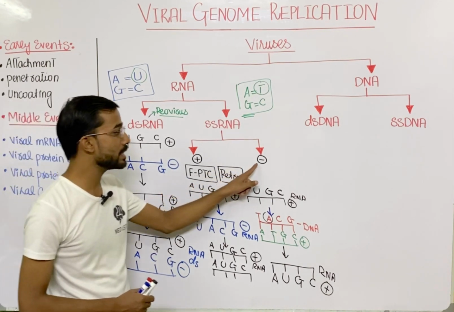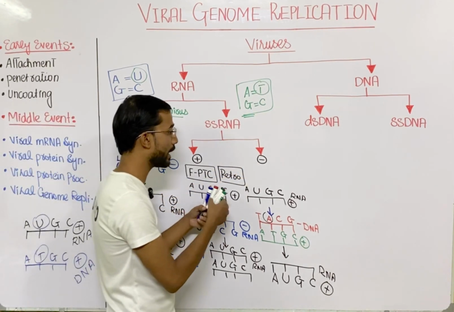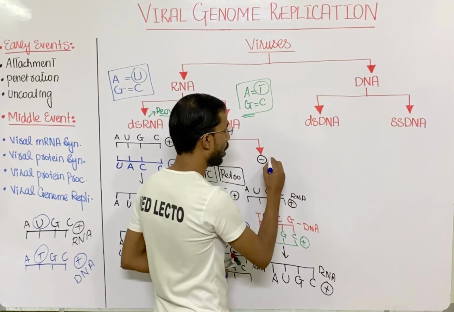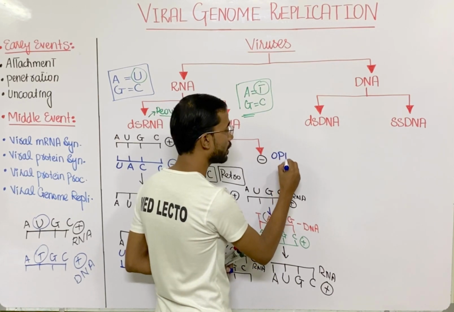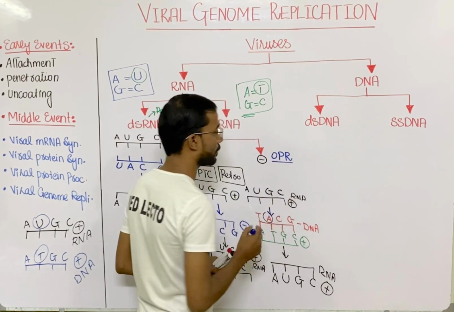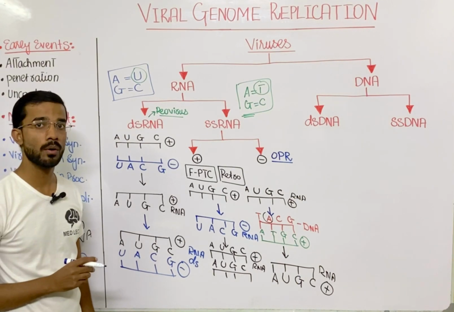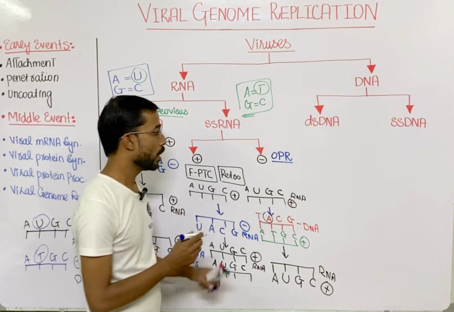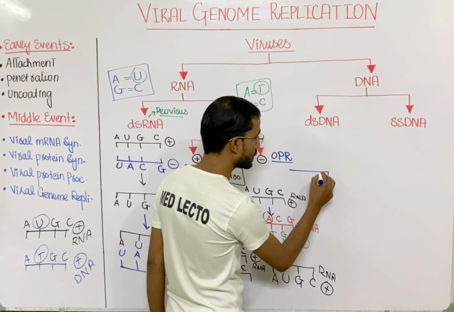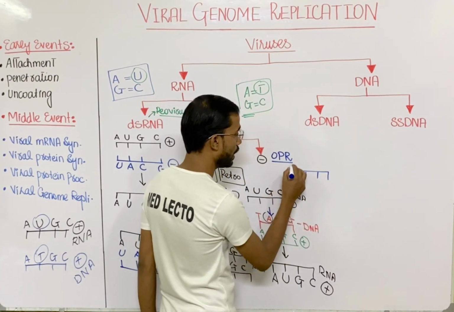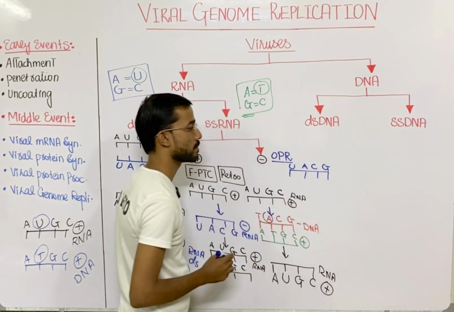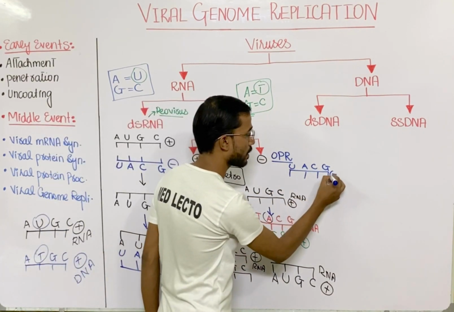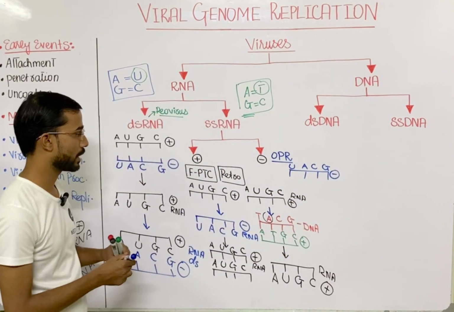Okay, next is the negative polarity. In the negative polarity, you will see the orthomyxovirus, paramyxovirus, and the rhabdovirus. Okay, OPR: ortho, para, and rhabdo. So basically, in that case, you will see here the UACG. Now this is the negative polarity RNA.